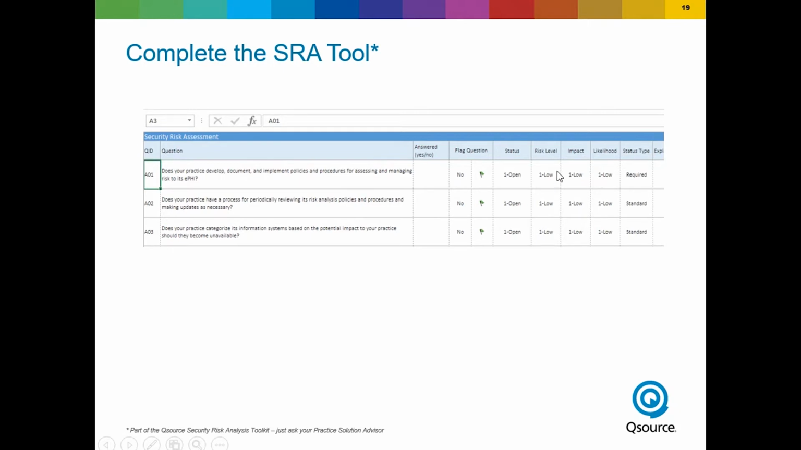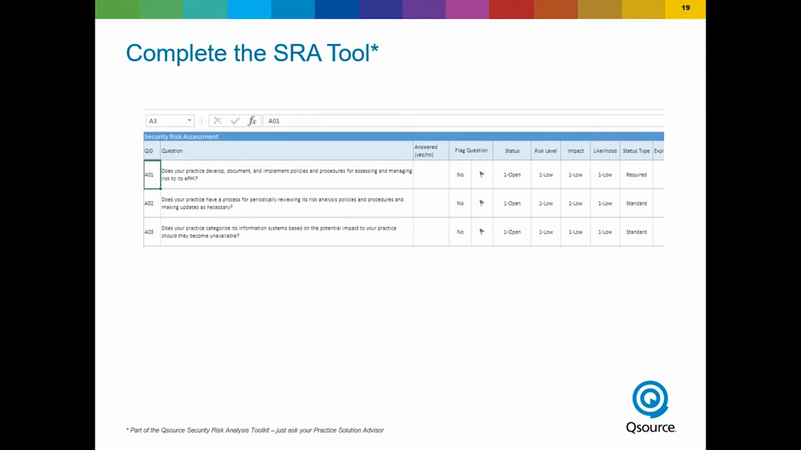Now, the law asks you to look at the impact that a breach might cause, or if you have a problem. Let's say there's a tornado. What is your risk level? Well, if a tornado flattens your building, your risk level is definitely high. What is the impact? It's going to be devastating.